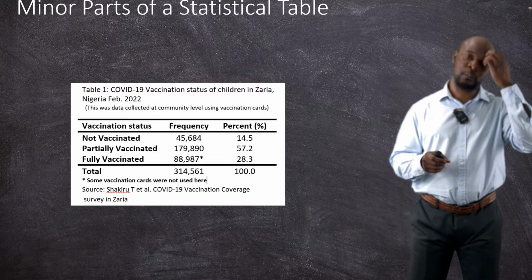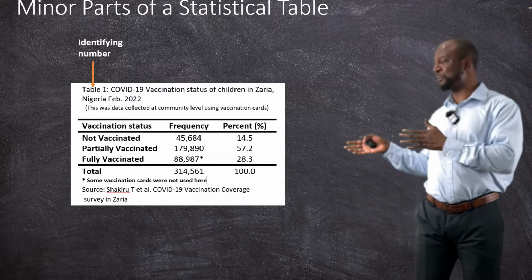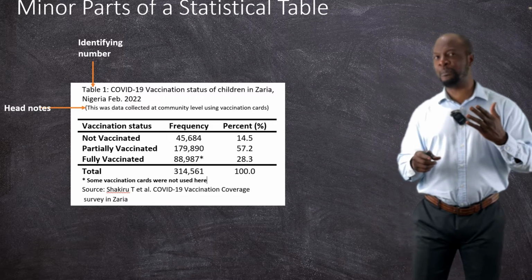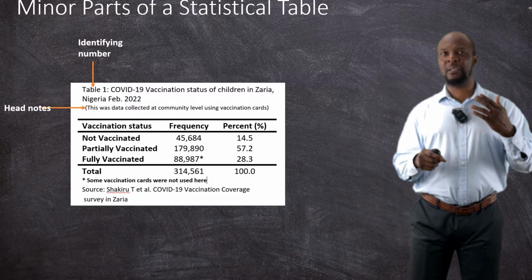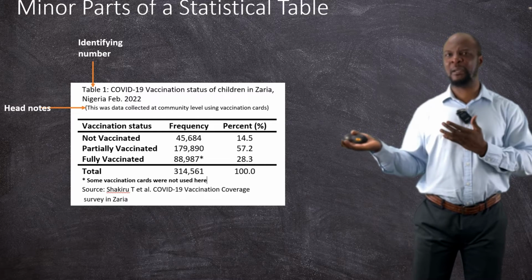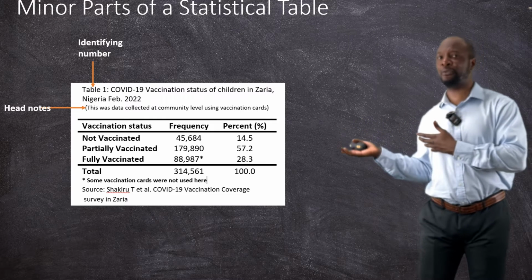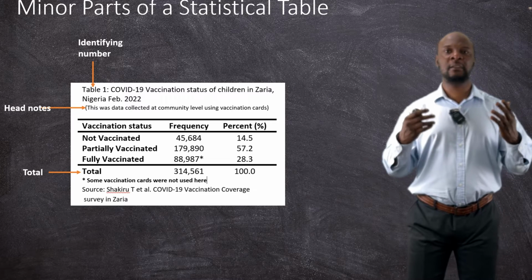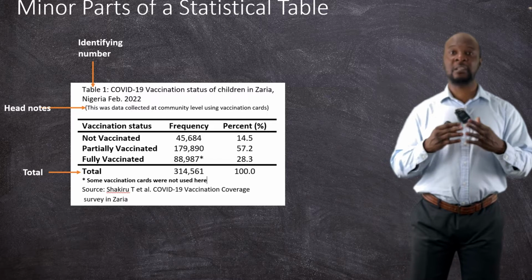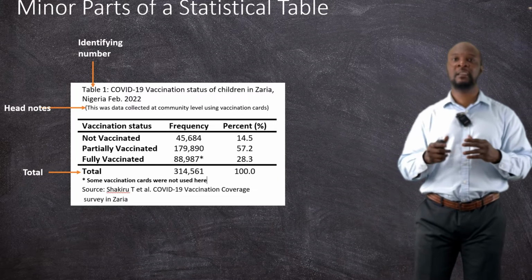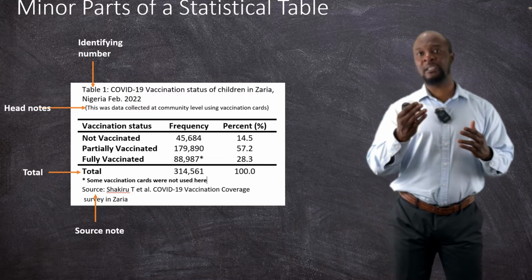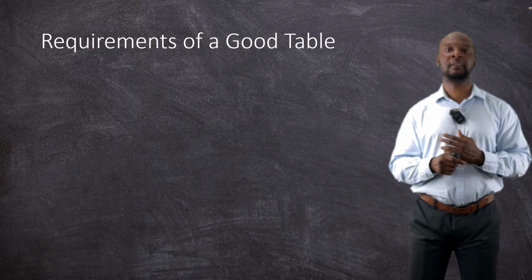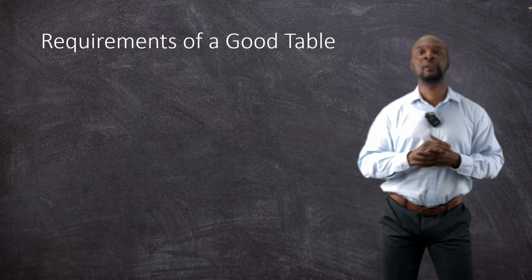Okay, so let's look at the minor parts of a table. You can see now the table number, or the identifying number, right? And then you can also see the prefatory notes, or the head notes, and you can see that it might not be necessary depending on the kind of information that you are giving out here. And then you can also see the totals, which, like I said, is not exactly compulsory depending on the kind of data that you have. And then you can see your source notes, you can see your footnotes, and this is basically what you have in a table as the minor parts of the table.